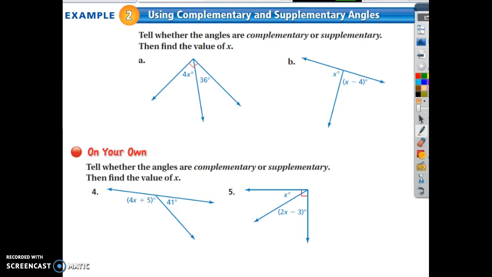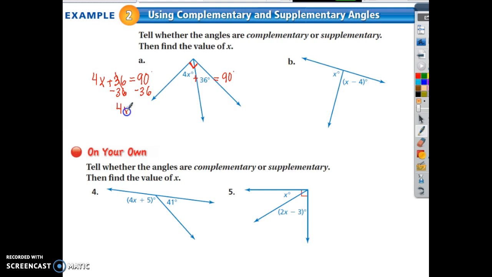In example 2, we're going to do two things. First, we're going to decide whether the angles are complementary or supplementary, and then we're going to use that information to help us find the value of x. In letter A, I see this right angle notation, meaning that 4x and 36 are complementary angles. Because of that, I know that 4x and 36 have a sum of 90 degrees. So I can write an equation, 4x plus 36 must equal 90 degrees, and this is something that I can solve. Using properties of equality, I subtract 36 from both sides.